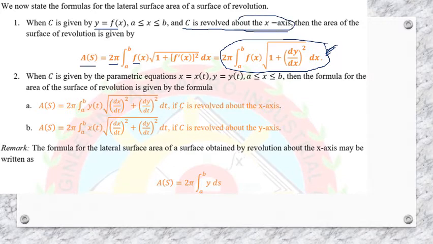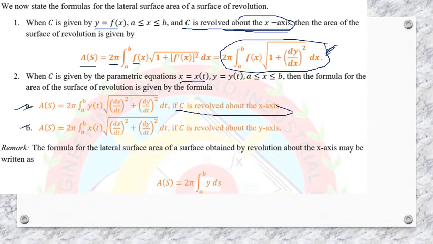When C is given by the parametric equations, x equals x of t, ibig sabihin dalawa involved dito kasi parametric equation, x in terms of t, and y in terms of t. y equals y of t, where t is between a to b. Then the formula for the area of surface of revolution is given by the formula. Okay, kapag parametric equation ang given, tapos hinahanap nyo yung area of a surface of revolution, gagamitin nyo formula number 2. Kung revolved about the x-axis, gagamitin nyo formula A sa number 2.